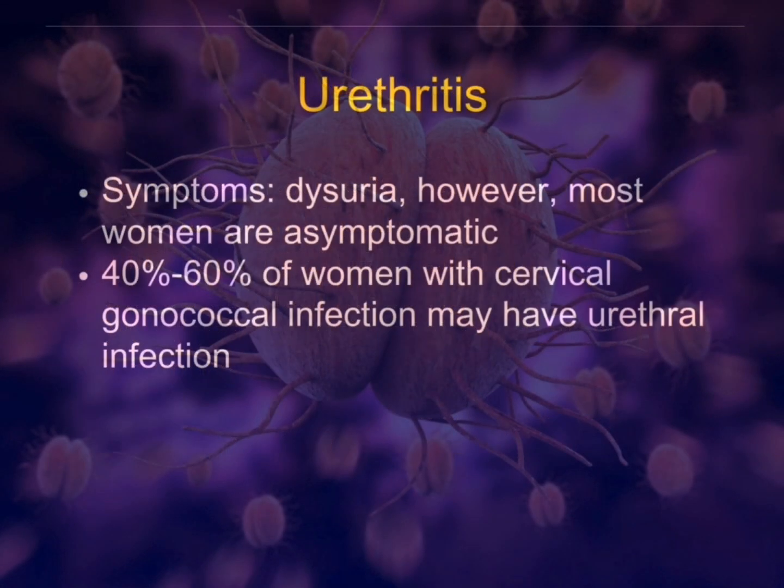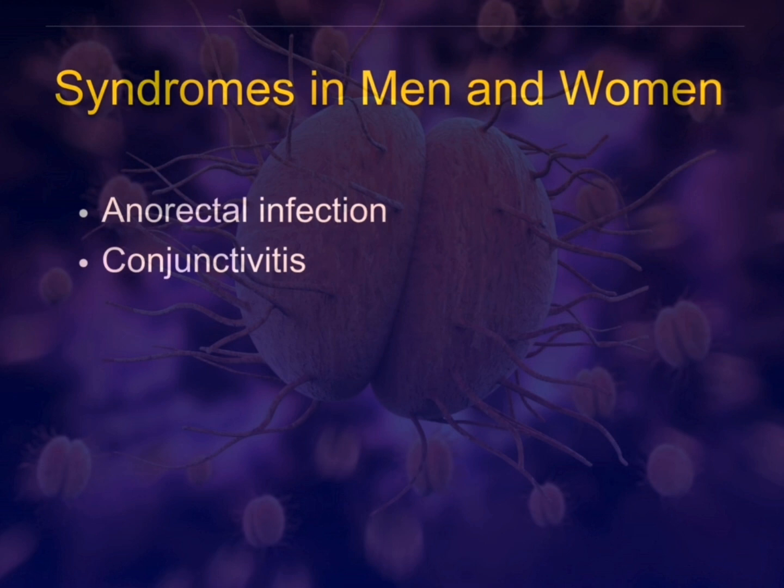Coming to urethritis, that is the inflammation of the urethra, symptoms include dysuria, however most women are asymptomatic, and 40% to 60% of women with cervical gonococcal infection may have urethral infection. Syndromes in men and women include anorectal infection and conjunctivitis.